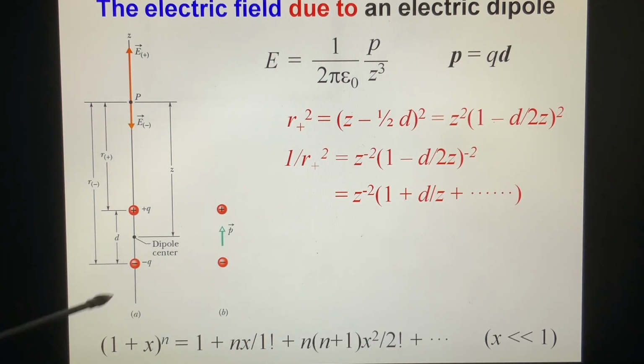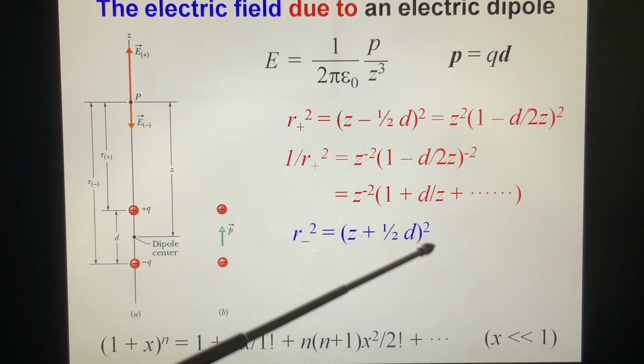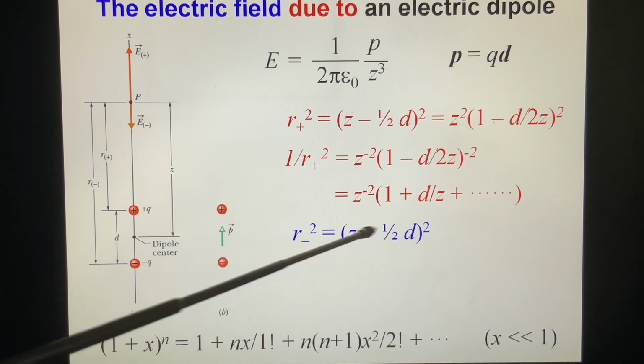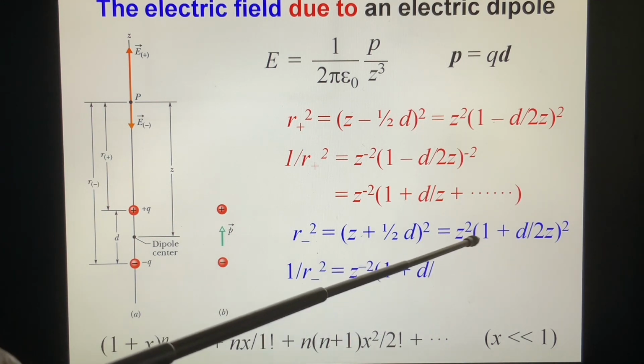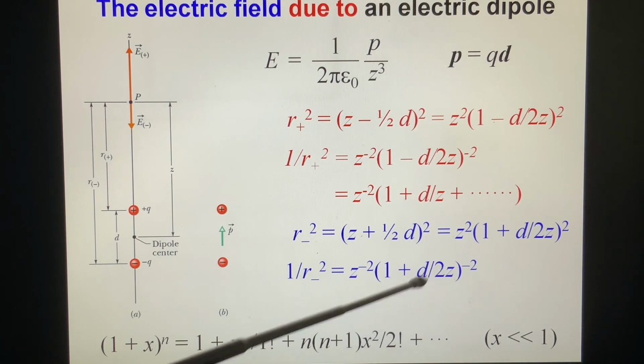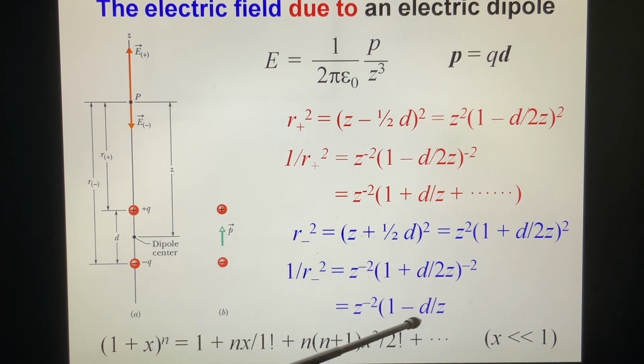For the same reason, we can find r negative at this point. r negative equals z plus half d. We take z is much larger than d, we take z out, and we also reverse it. You get z to the minus 2, times 1 plus d over 2z, to the minus 2. And this is also much smaller than 1, so we use the approximation 1 plus nx, so it equals z to the minus 2, times 1 minus, the 2 cancels, d over z, and so on.